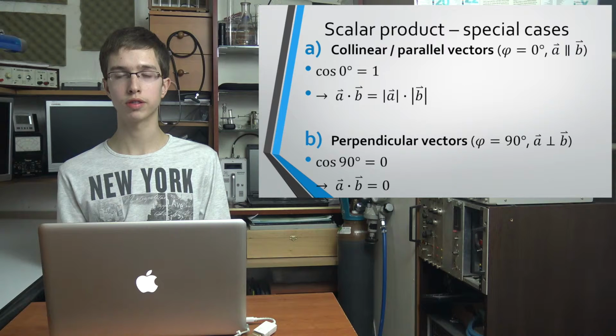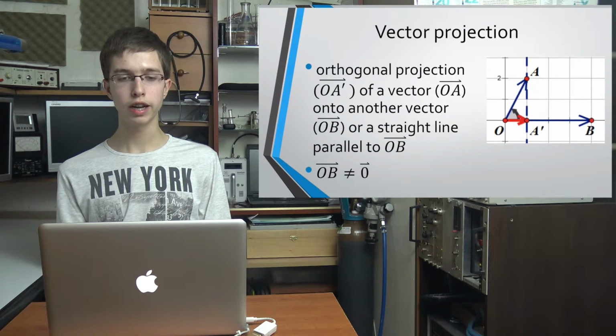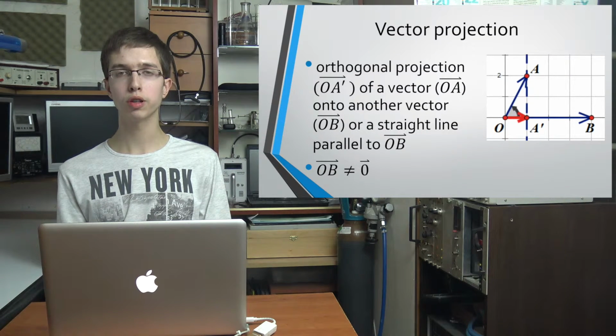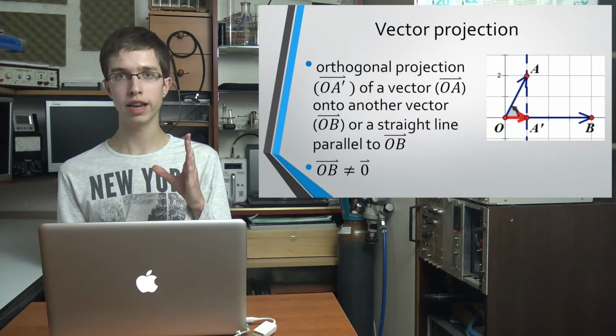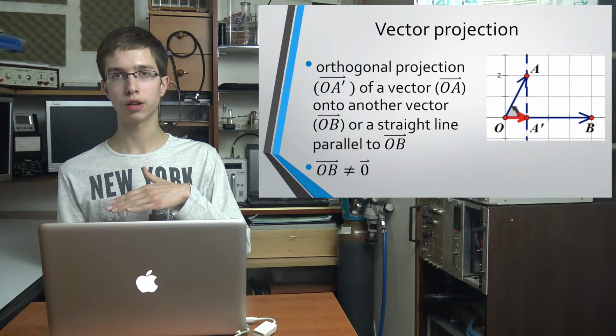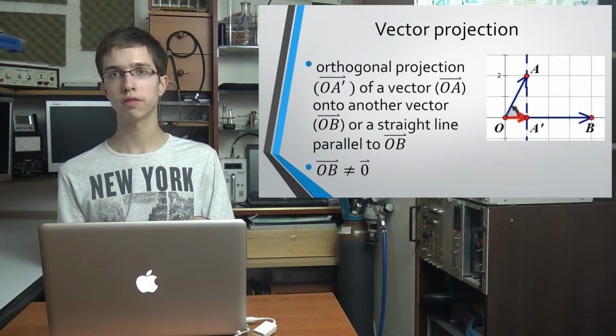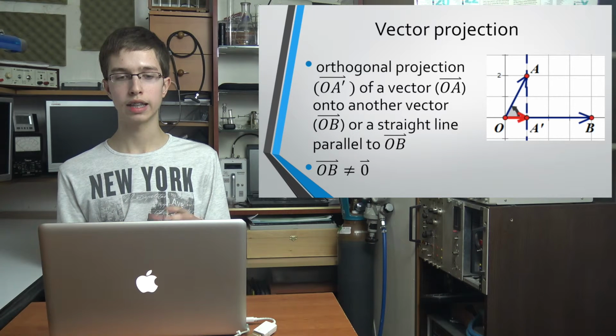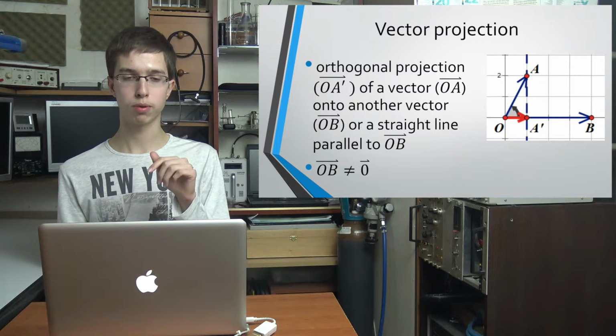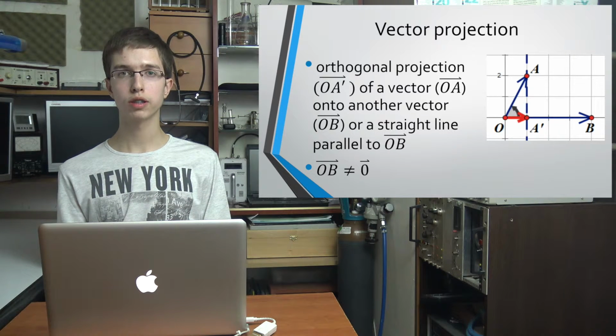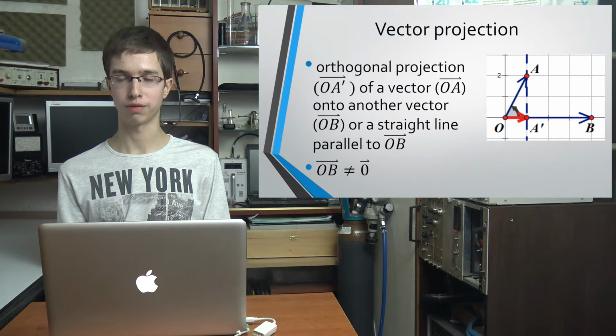Vector projection is an orthogonal projection of some vector OA onto another vector OB, or a straight line which is parallel to OB, and this projection we mark as OA with apostrophe. And it's important to say that OB must not be a null vector.